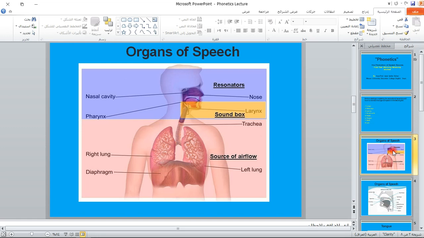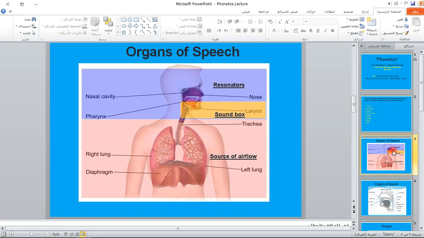In production of speech sounds, we start with the air pushed out by two lungs up through the trachea, windpipe, to the larynx. Inside the larynx, we have vocal cords or vocal folds. The question here: what is meant by vocal cords? Vocal cords are two small bundles of elastic tissues.